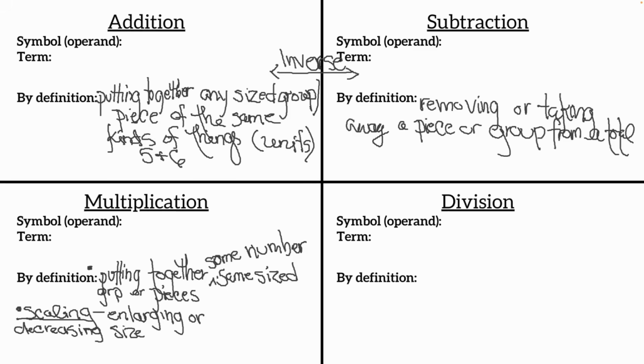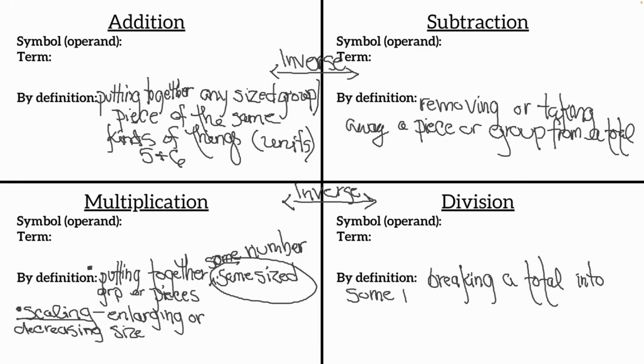So let's look at division then as the opposite or inverse of multiplication. So we said multiplication was putting together some number of same-sized groups or pieces. Well, then what's division if it's undoing that? I'm going to have to say like breaking them into pieces or groups or parts. Yes, you're breaking a total into some number of same-sized pieces or same-sized groups.